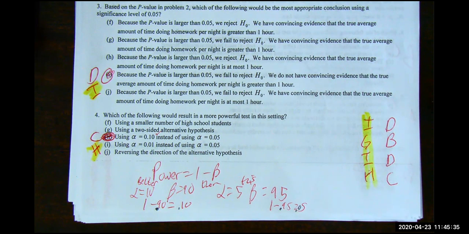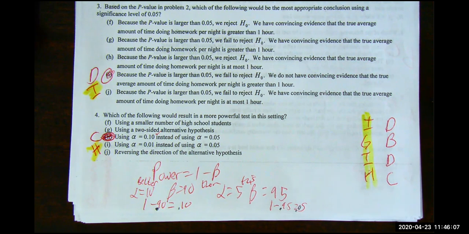Which of the following would result in a more powerful test in this setting? An alpha of 10% leaves us with a beta of 90%. 1 minus 0.90 leaves us with power of 10%. Therefore, an alpha of 10% would have a higher power, a more powerful test than an alpha of 5%. That's why it's H or C, whichever version you had.